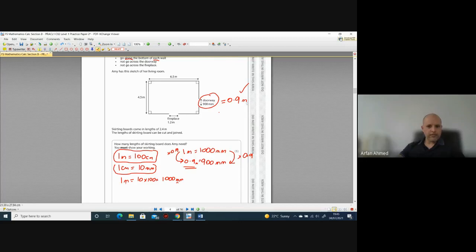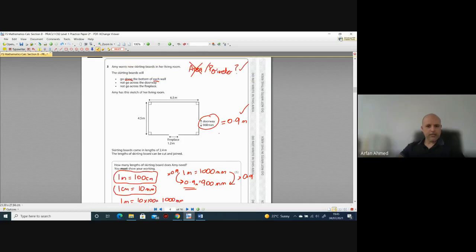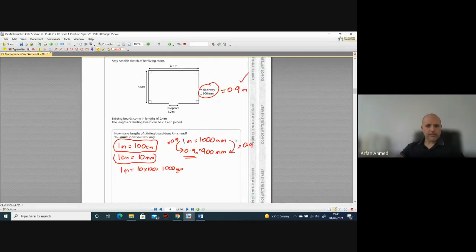Let's work out the perimeter. Perimeter is where you add them all up. You know what I'm going to do? I'm going to add it all up to begin with, and then I'm going to take away these 2 things we don't need. We don't want the doorway, don't want the fireplace. Yeah, then we're not getting mixed up. We're not missing any sides.